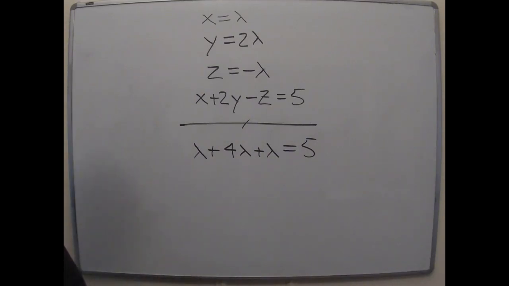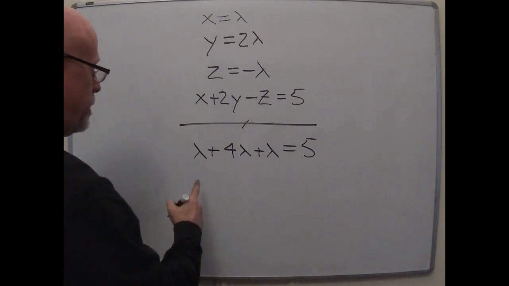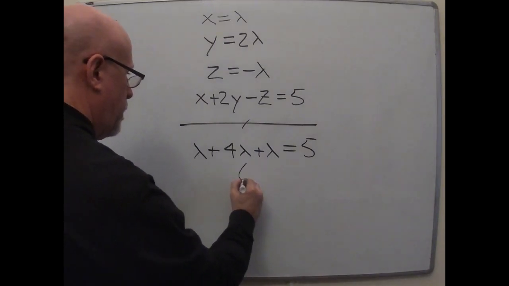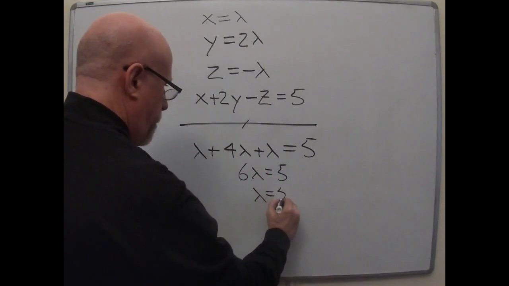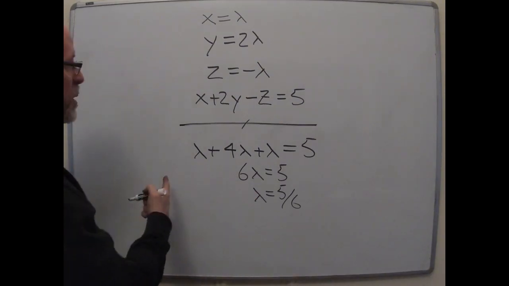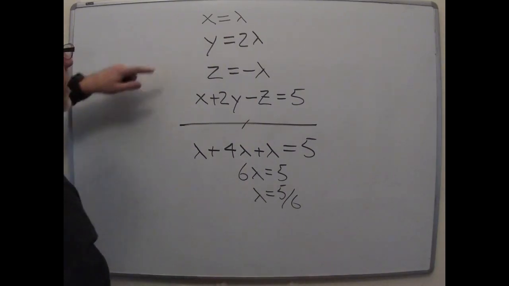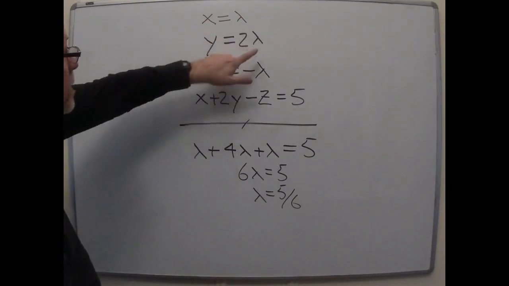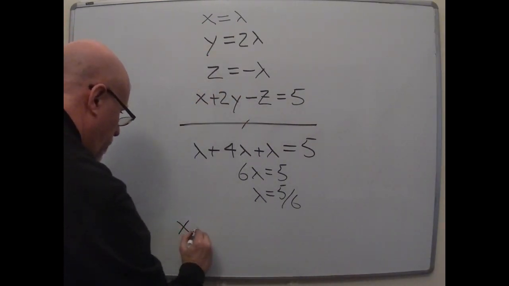Well, that actually lets me figure out what lambda is. I never wanted to figure out what lambda is, darn it. But here we go. This is 6 lambda equals 5. So lambda is 5/6. And once I know what lambda is, that's weird. Right? That's not usually the way I approach these things. I usually eliminate lambda. But in this case, finding out what lambda is is great because once I know what lambda is, I know what x is, I know what y is, and I know what z is. So that's generally what we care about.